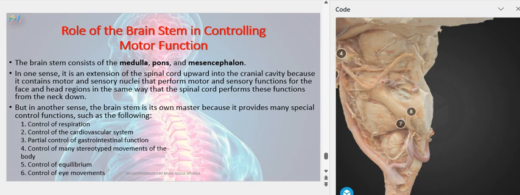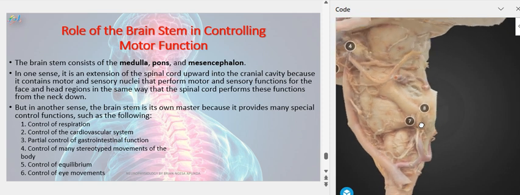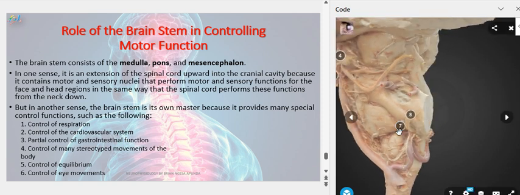It consists of three parts: the medulla, pons, and the mesencephalon. The mesencephalon can also be regarded as the midbrain. It is normally on the upper part, and we have the pons on the middle part, the part that is directly associated with the cerebellum, only that in our model we do not have the cerebellum here. And on the inferior end we have the medulla oblongata, which is normally in continuation with the spinal cord.